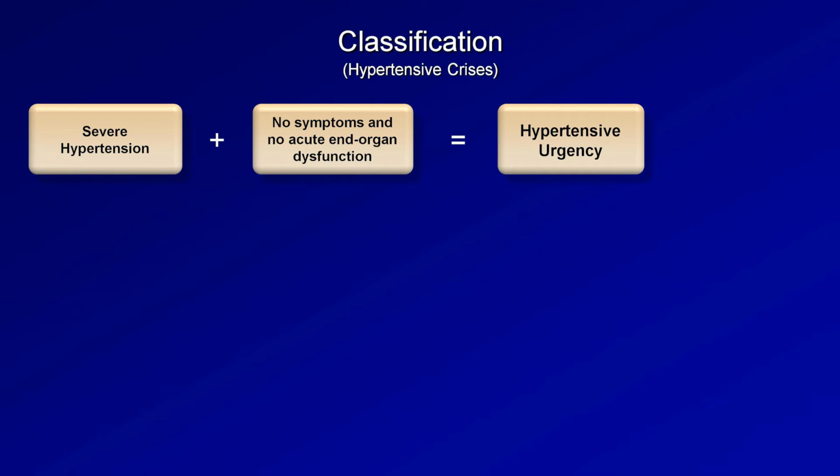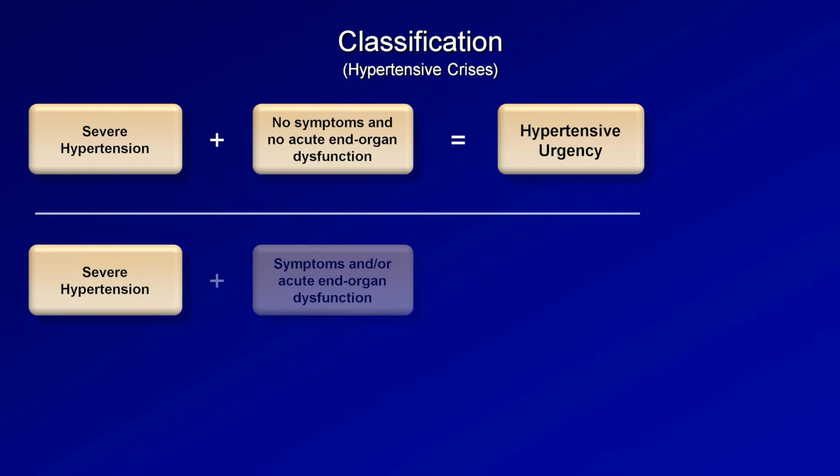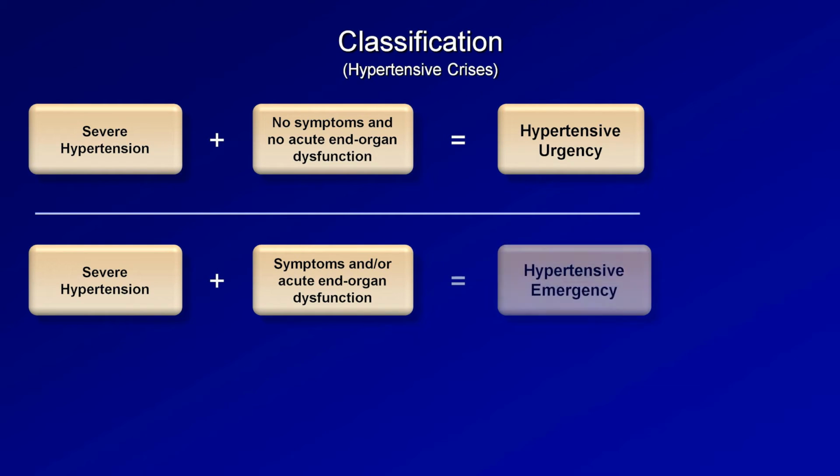What would be an example of acute end organ dysfunction? Pulmonary edema, chest pain, confusion or retinal hemorrhages, not better explained by another condition. In contrast, severe hypertension plus either symptoms and or acute end organ dysfunction is considered to be a hypertensive emergency.